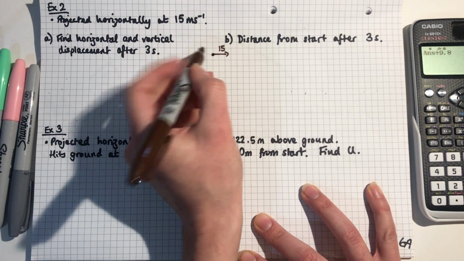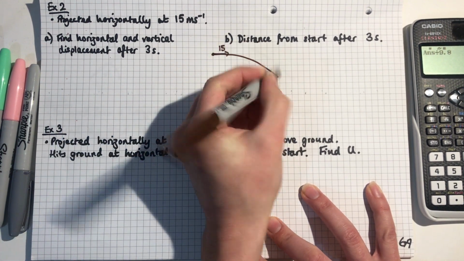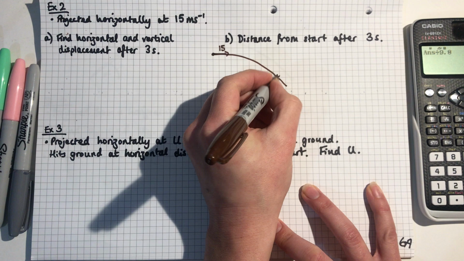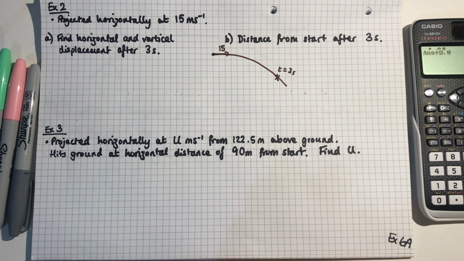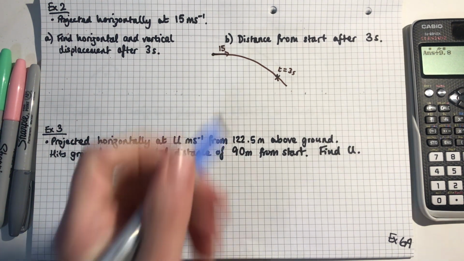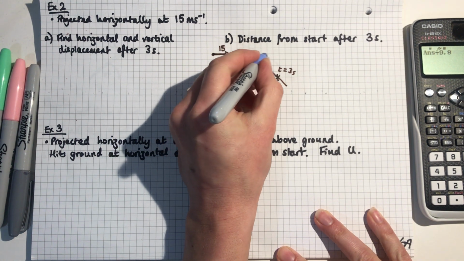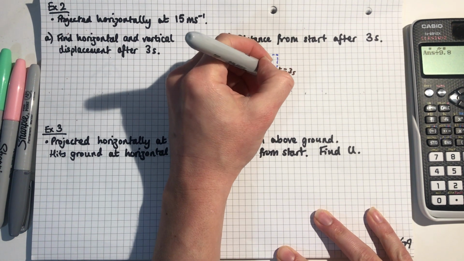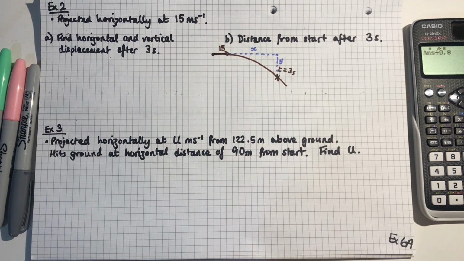So what happens is, imagine you're up on a cliff. This goes horizontally like that. And after 3 seconds, like this point here, it wants to know the horizontal and the vertical components of the displacement. So let's mark them on, shall we? It's moved this much horizontally, this much vertically, so we've got x and y there. So let's set up some equations.